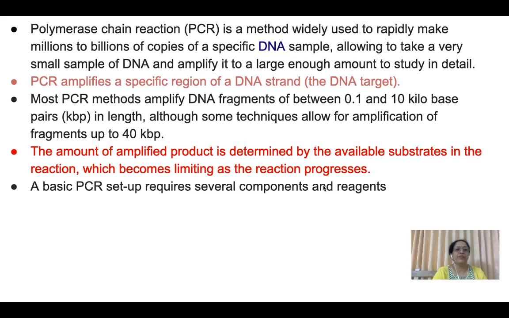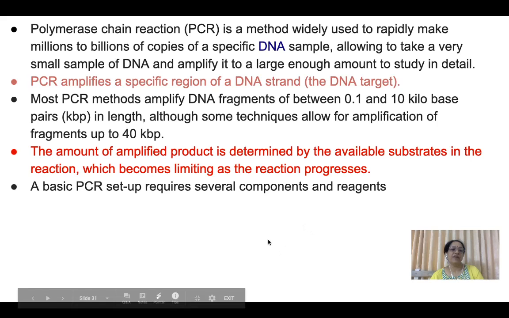Now I'll see about PCR, that is polymerase chain reaction. It is a method widely used to rapidly make millions to billions of copies of a specific DNA sample, allowing us to take a very small DNA and amplify it to a large enough amount to study in detail. This is nowadays widely used for coronaviruses also, but it is RT-PCR, while this one is a real PCR technique.